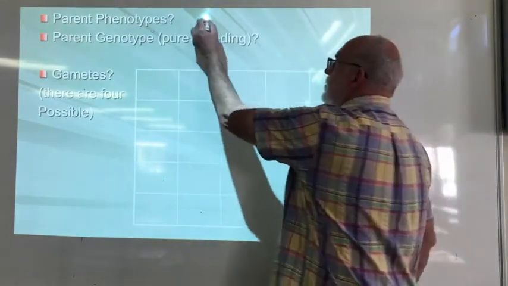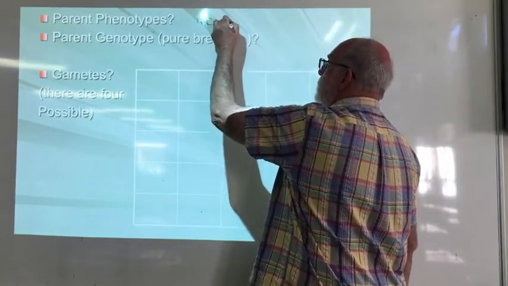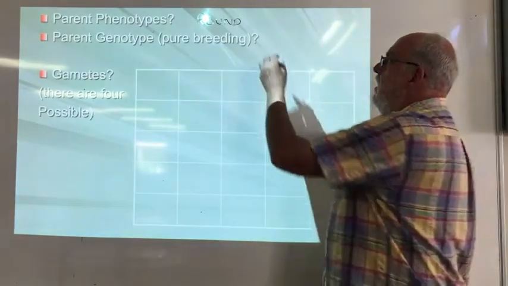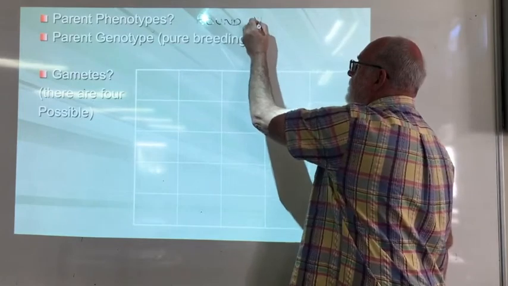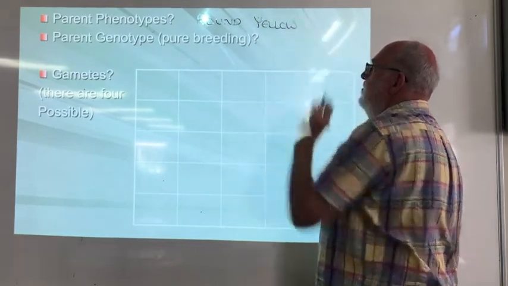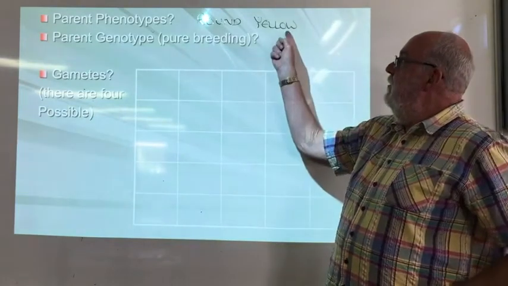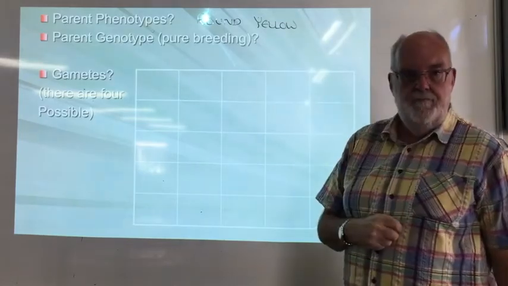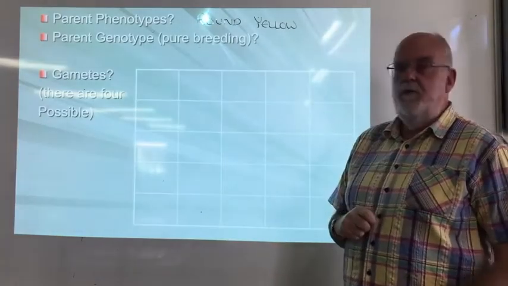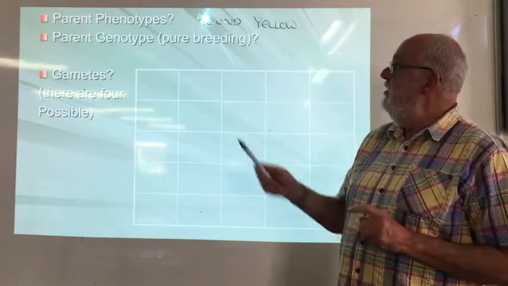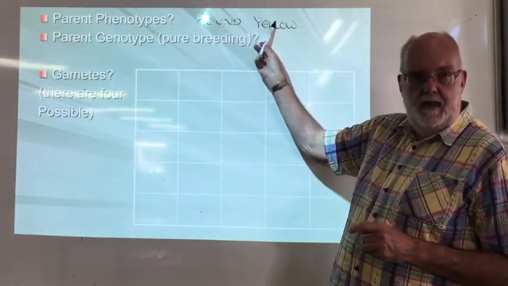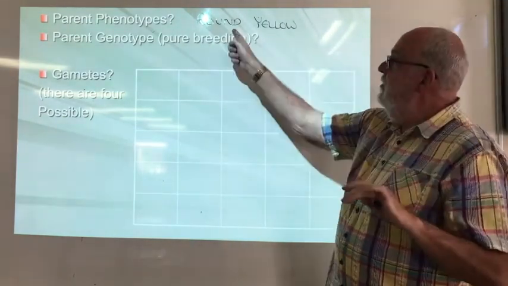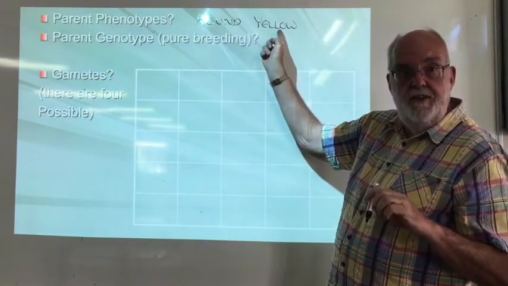They're all going to be round, because round is dominant over wrinkled, and they're all going to be yellow, because yellow is the dominant allele over green. So the parent phenotypes, they're all round and yellow. The parent genotypes, remember we've got two different chromosomes now, one showing the shape and one showing the colour. So we're not now going to have just two alleles, we're going to have four. Two representing the shape and two representing the colour.